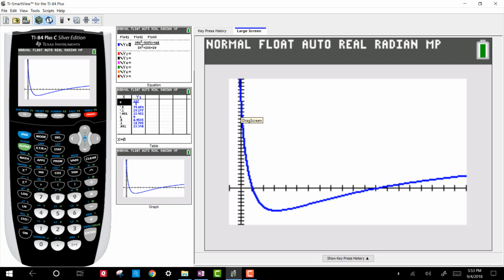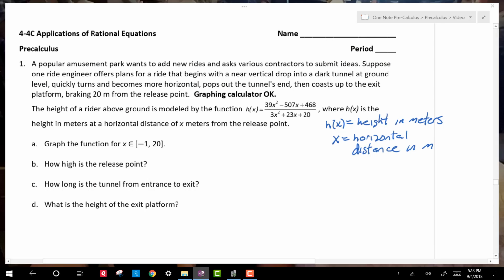Alright, so question number 1, part A, said to graph the function. Looks like we got a pretty good graph going here. We're going to leave that alone. Part B said how high is the release point? The release point is the point where it touches the y-axis here. Now there's two ways to do that, okay? So I'm going to go back to here for a minute.